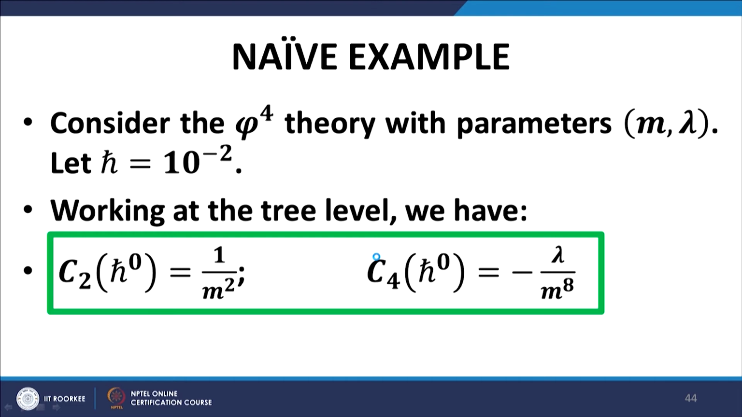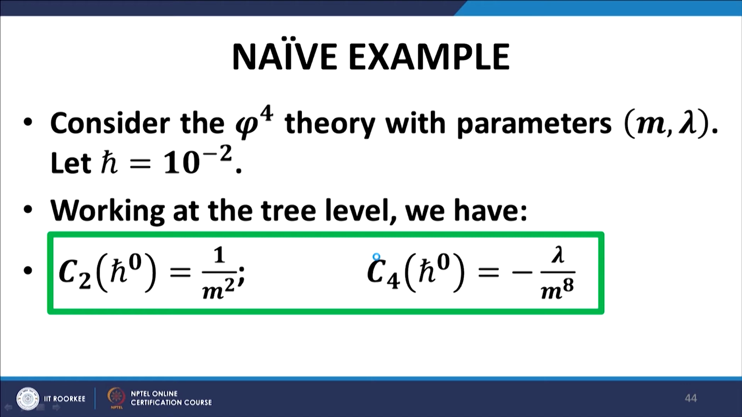Now, working at the tree level, we have worked out the formula for C2 at H0. H0 means that we are working at the tree level. So, we worked out that the formula for C2 is 1 upon m square. This can be done on the basis of the Feynman diagrams. C4 we obtain as minus lambda upon m to the power 8.